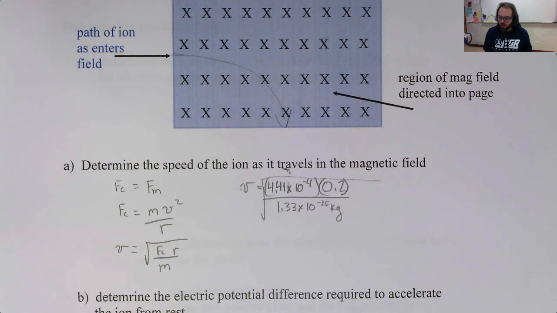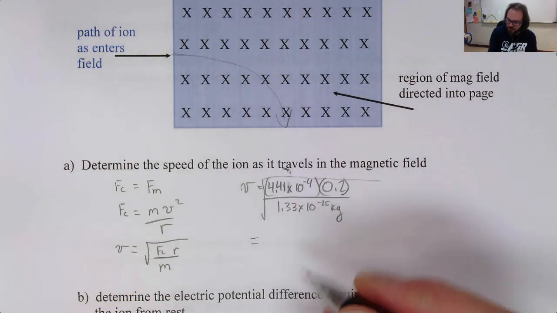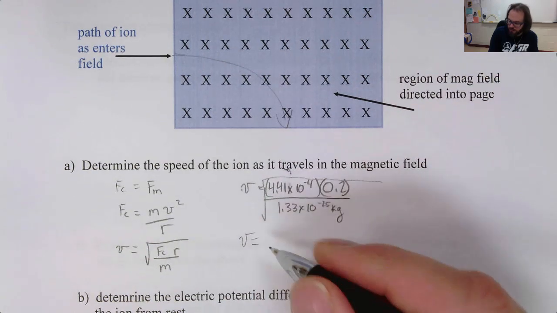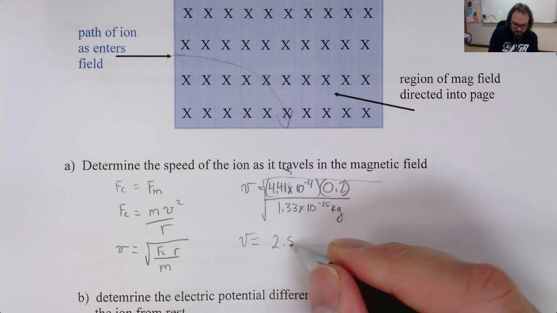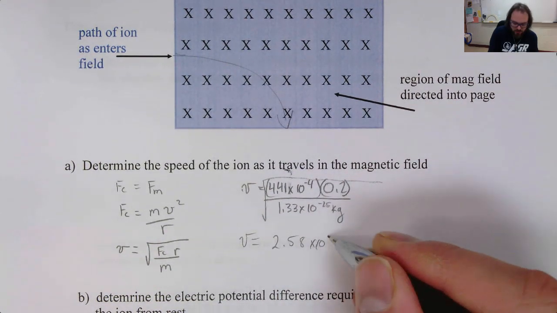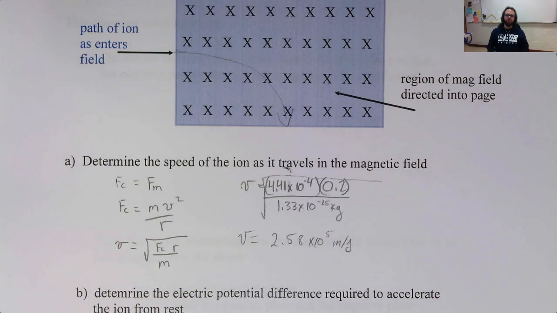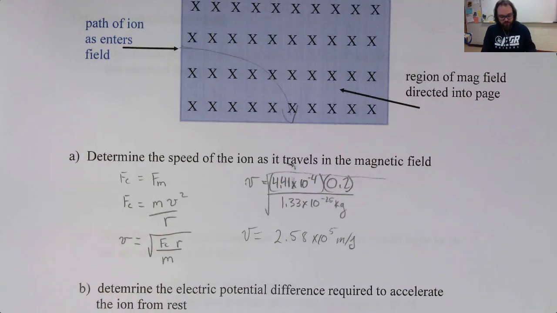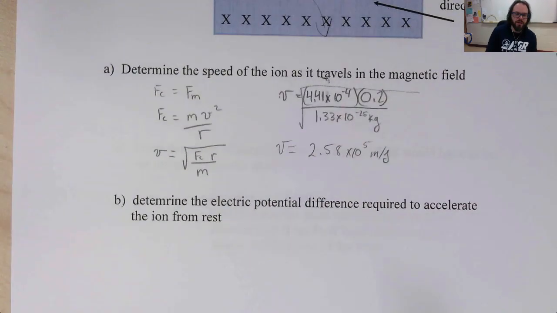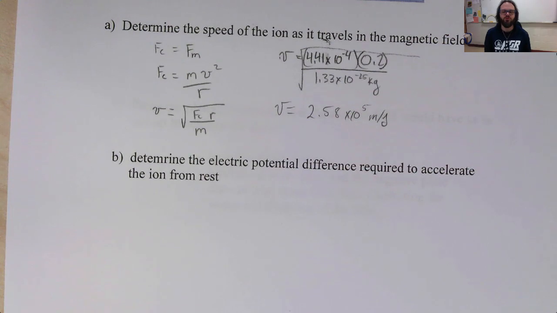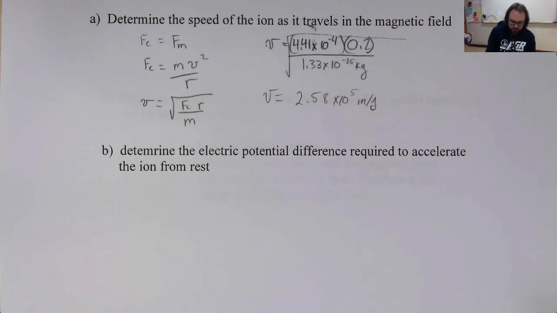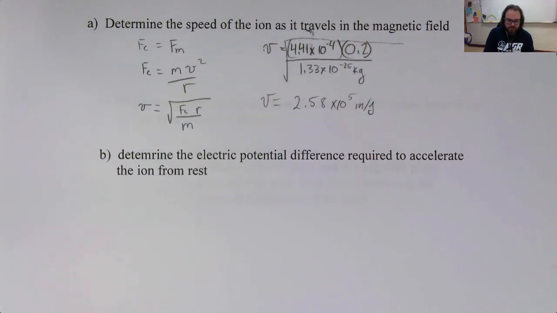Now, once I calculate all this, I'm going to end up getting a velocity of 2.58 times 10 to the 5 meters per second. Now this answers this question, but I'm going to keep all my digits in my calculator and store it as my velocity for later calculations. So now let's look at B. B says determine the electric potential difference required to accelerate the ion from rest. So now we want to know the electric potential difference.